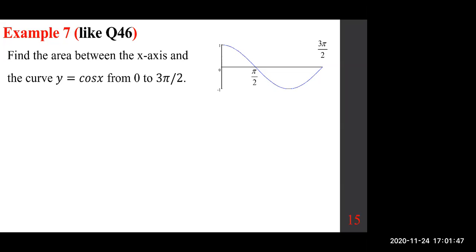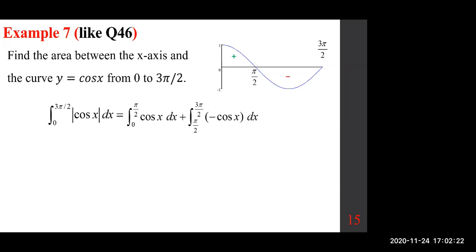But if we want the area, in other words, when we do this, if it's cosine, not absolute value, this is positive and this is negative because it's below the x-axis. And because of that, we need to use the absolute value, which means from 0 to pi over 2, we are in good shape. But from pi over 2 to 3 pi over 2, because it's negative, we are going to use negative cosine x.